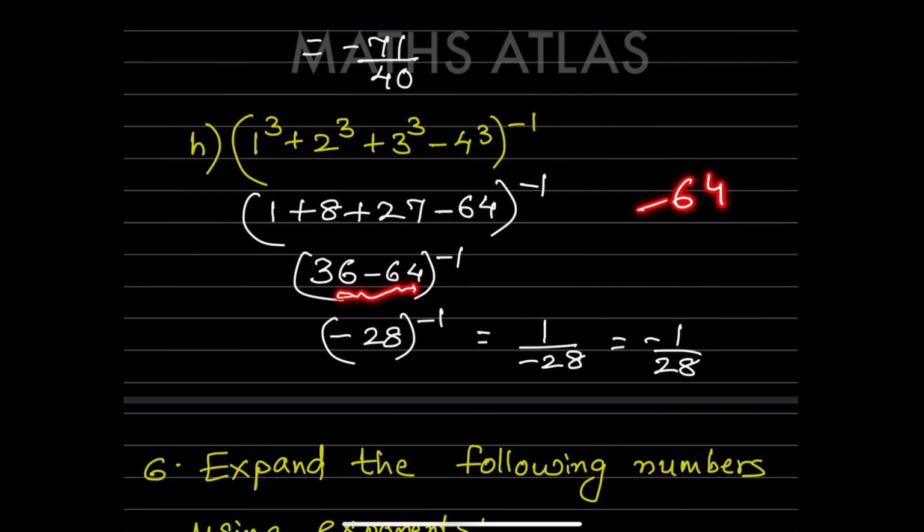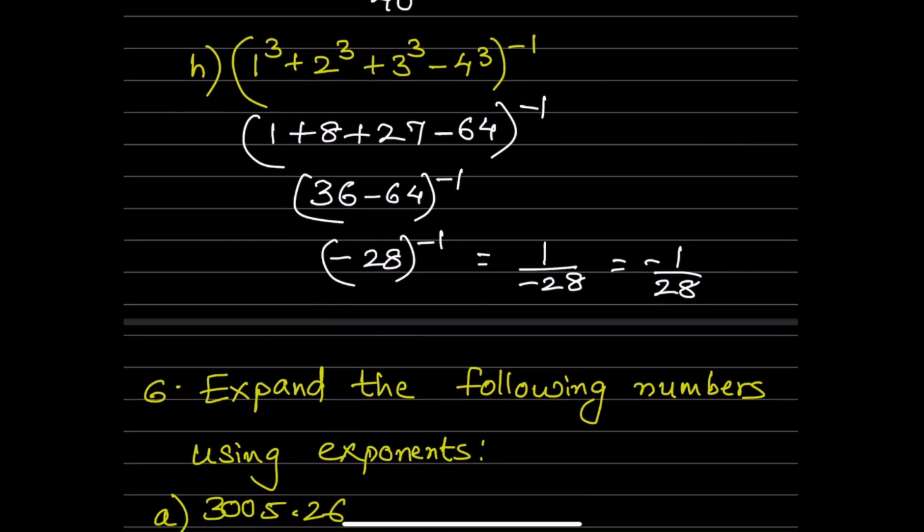That is minus 64 plus 36. So this is going to be 28. But then we have to pick the bigger number's sign. So minus 28. So this is minus 28 raised to minus 1. Now we are going to change the exponent. So minus, we have to make it positive. So 1 by 28 raised to 1. That doesn't make sense. So here that will be minus 1 by 28. So this is the answer.